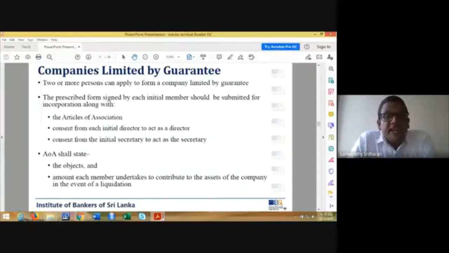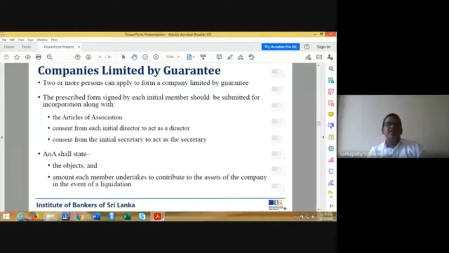The prescribed form signed by each initial member should be submitted for incorporation along with the articles of association, because the articles of association are a must. That is a very prime document for a company, which describes the basic terms and conditions or agreement between the company and shareholders, and between the company and outsiders. So they have to submit the articles of association, and consent from the initial director to act as a director. When they form a company, there should be some initial directors, founder directors. The initial directors should give consent, and the initial secretary of the company also has to give consent to act as secretary. So with the prescribed form, they have to give these 2 or 3 documents at least.